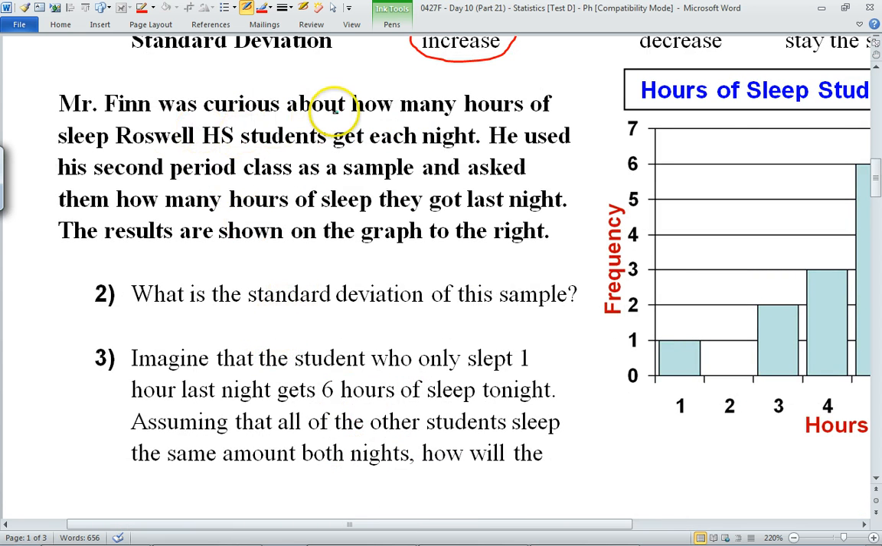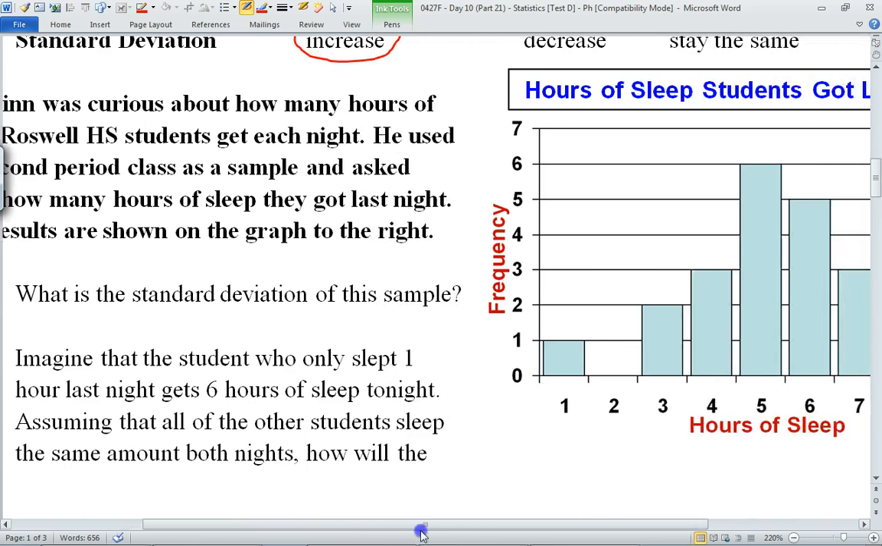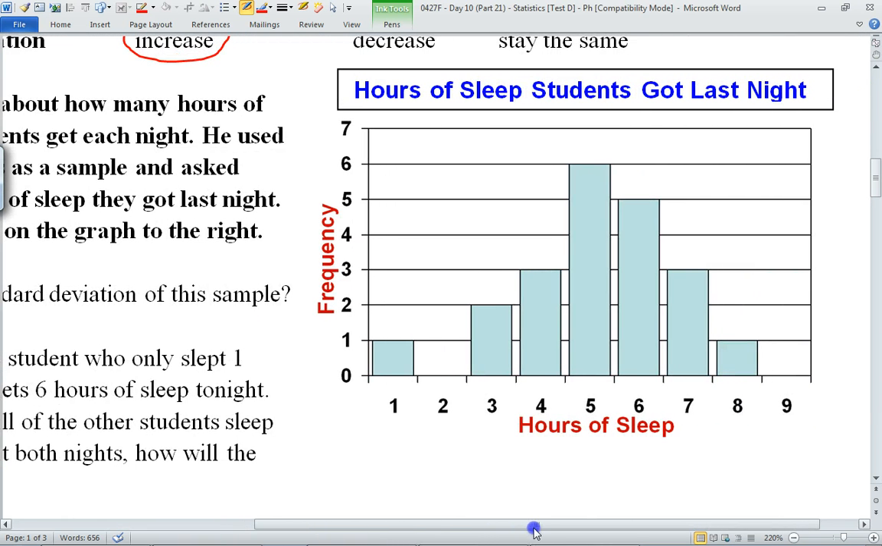Well, Mr. Finn was curious about how many hours of sleep Roswell High School students get each night. He used his second period class as a sample and asked them how many hours of sleep they got last night. The results are shown on the graph to the right. What is the standard deviation of this sample? Now, do you guys remember how to calculate the standard deviation from a frequency table? This is how we do it.